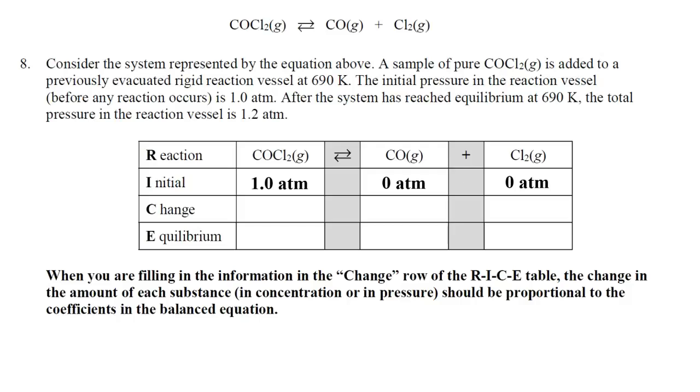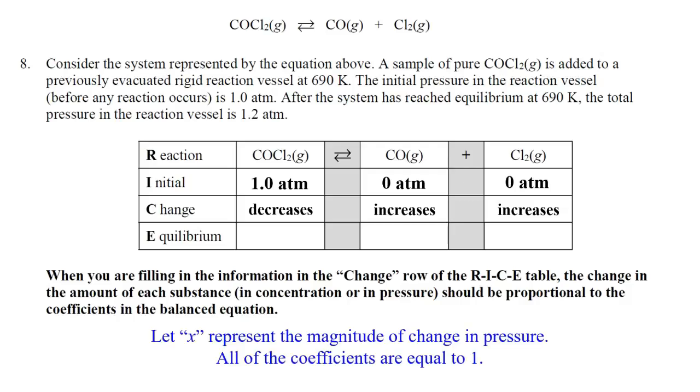Since the only chemical that is present initially is the reactant, COCl2, then we know that there must be a net conversion from reactants to products. Therefore, as this reaction proceeds, the pressure of COCl2 must decrease, and the pressure of the products, CO and Cl2, must increase. Now, what we're going to do is represent these changes in terms of x. So we're going to let x represent the magnitude of change in pressure. And since all of the coefficients are equal to 1, that means that the change will either be minus x or plus x, depending on whether it's decreasing or increasing. So the pressure of the COCl2 is going to decrease, so we'll say minus x, and then the pressure of the CO and the Cl2 are going to increase, so we can say plus x and plus x.